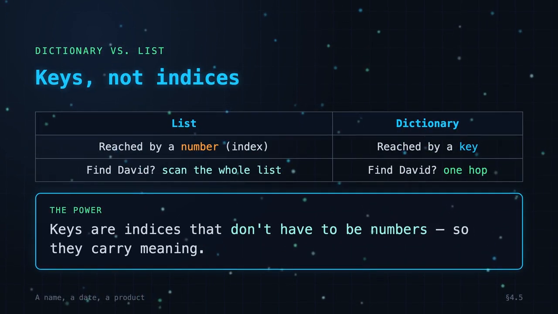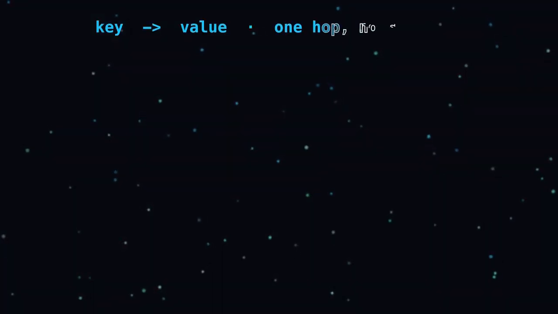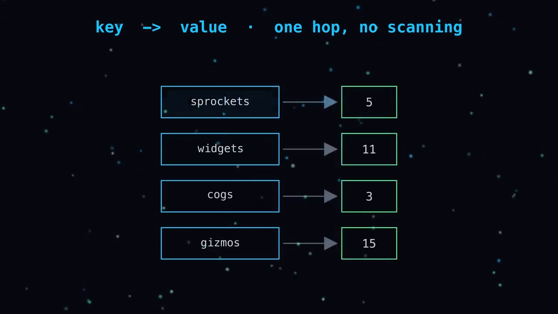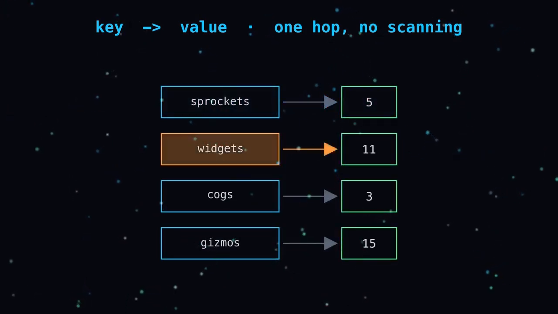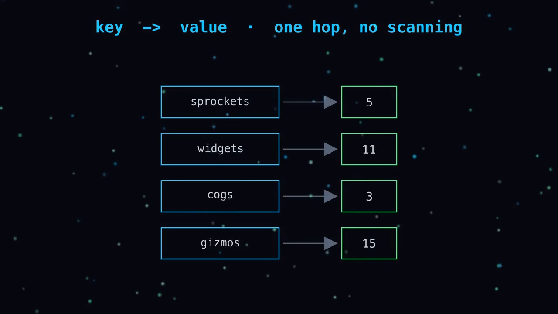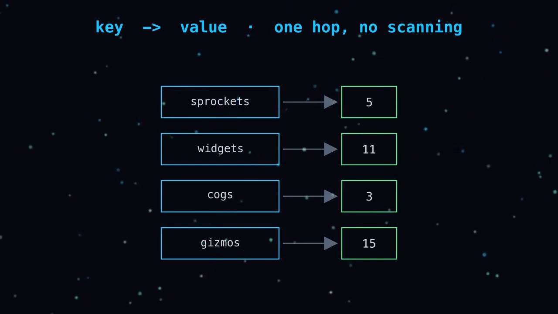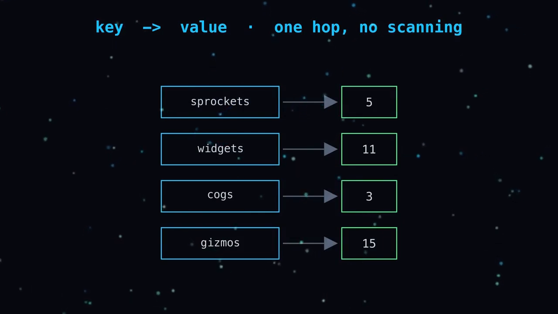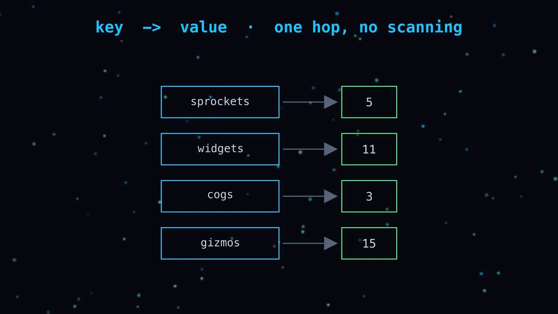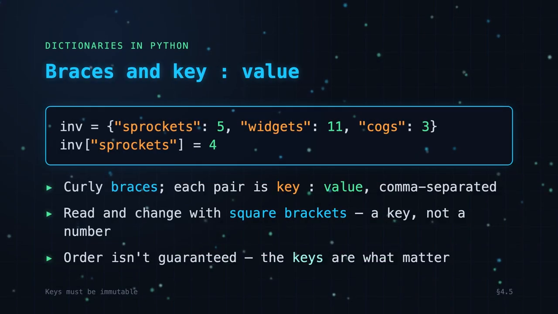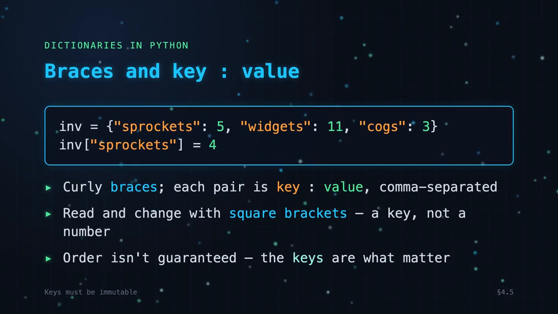Let's watch a lookup. Picture the dictionary as a column of boxes. On the left sits each key, on the right the value it points to. When we ask for the key sprockets, an arrow runs across and the matching value 5 lights up. Ask for widgets and 11 lights up instead. No counting, no scanning. The key takes us straight to its value in a single hop. That's the whole appeal.